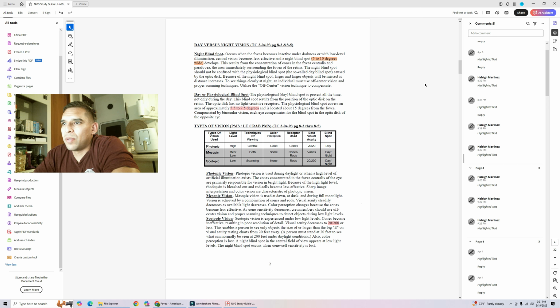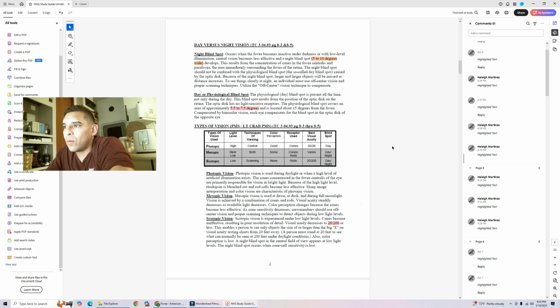Types of vision. The 3 types of vision are daytime vision, photopic, dawn and dusk vision, mesopic, and nighttime vision, scotopic. Photopic vision is used during daylight or when high level of artificial illumination exists. The cones concentrated in the fovea centralis of the eye are primarily responsible for the vision in bright light. Because of the high light level, rhodopsin is bleached out and rod cells become less effective. Sharp image interpretation and color vision are characteristics of photopic vision.